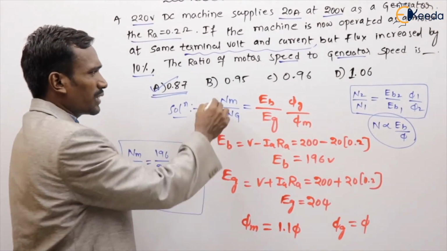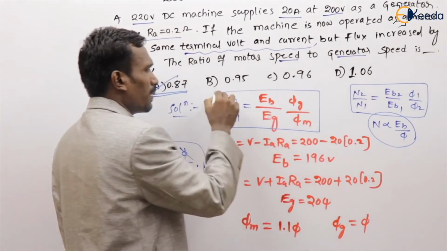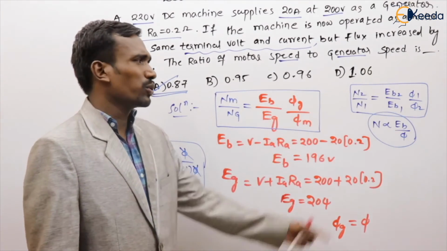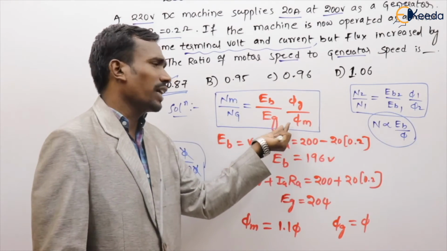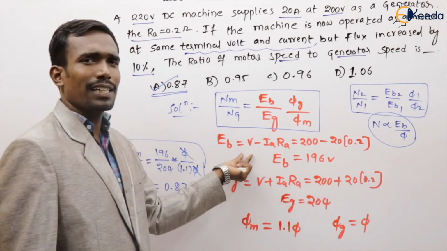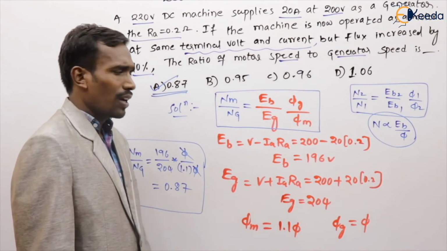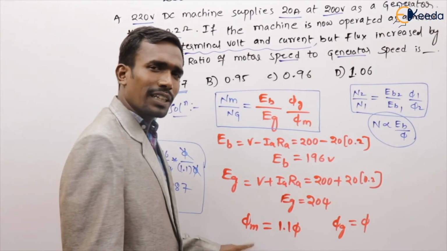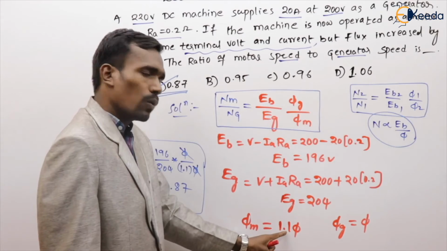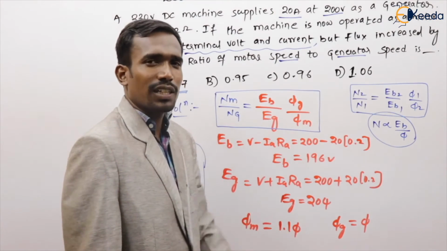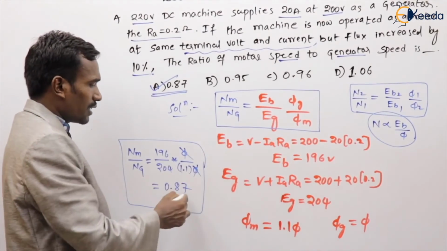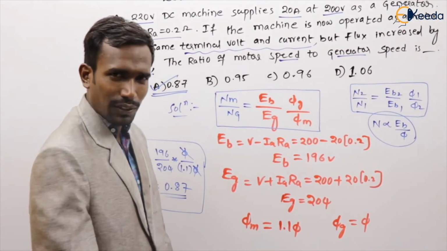So what is actually the formula? N2 by N1 is equal to E2 by E1 into phi1 by phi2. This is the formula. From this we derived this one. From this I calculated back EMF and generated EMF, and they gave the motor flux increased by 10%, so 1.1 into phi, where generator flux is phi. Then substitute all the values, and you get 0.87.